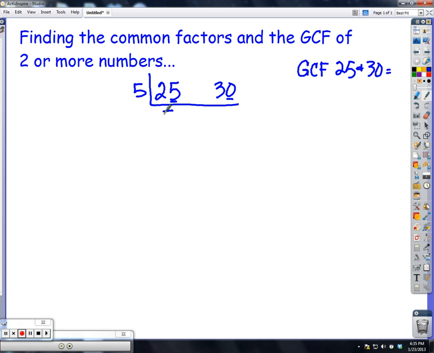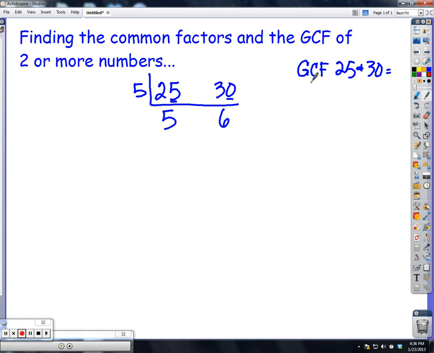5 goes into 25 5 times. 5 goes into 30 6 times. Well, I just noticed this probably wasn't the best example to show you why it's also called an upside down birthday cake. But I'll go ahead and finish this one and then show you another one. The reason why this isn't a really good example is because I'm finished. The only factor that both 5 and 6 have in common is a 1, so that means I'm finished.